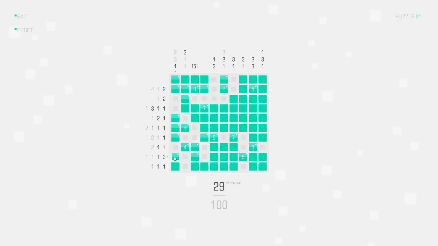So let's delete this square, unmark this one, and the group of 4 connected squares can only be completed like this. We can delete this square now. And now let's look into this row.